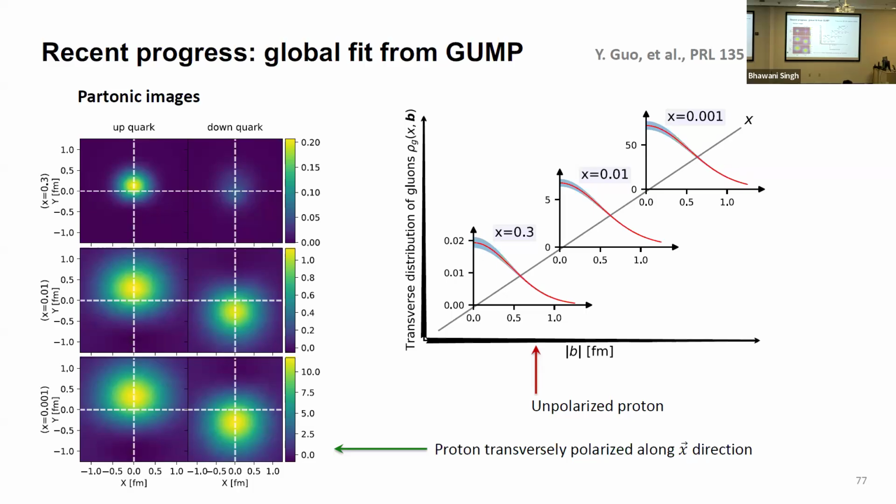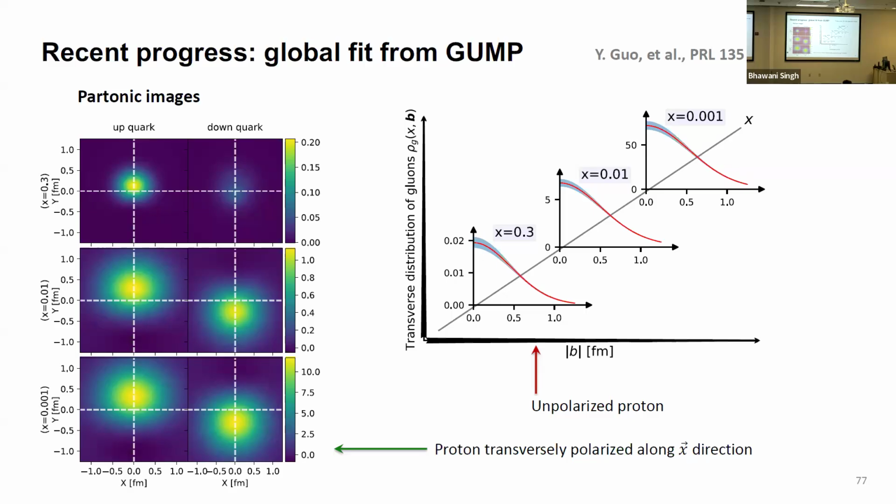And here, why are they not centered around the origin? It's because they are looking at the proton transversely polarized along the X direction. With the transverse polarization for the proton, the parton image will be slightly distorted to one direction or the other in the Y direction. And you see that the up quark tends to be on the positive Y and the down quark tends to be on the negative Y. And that's one result.